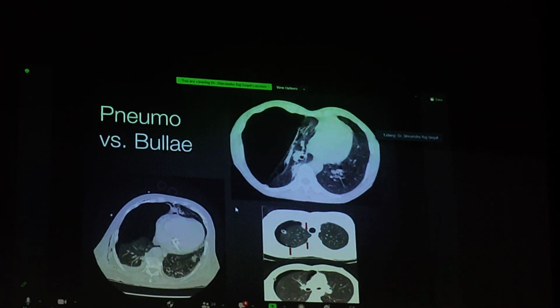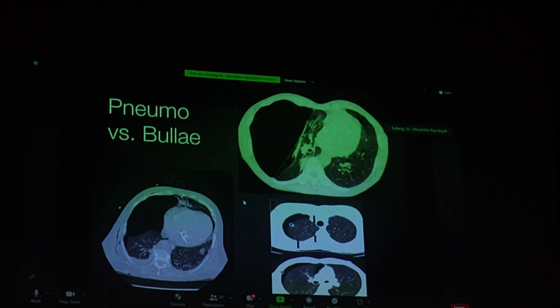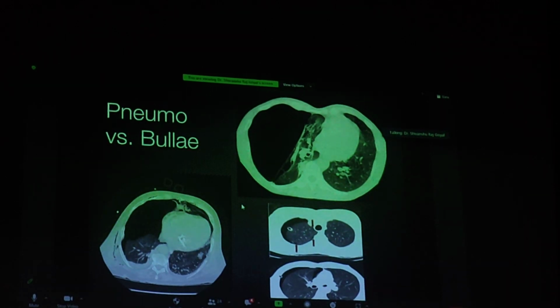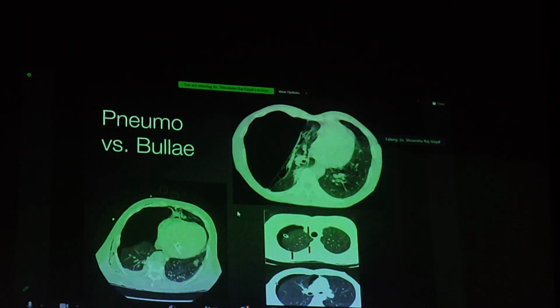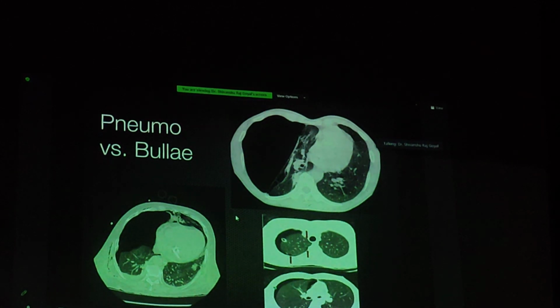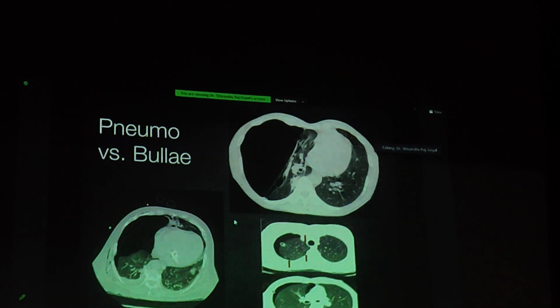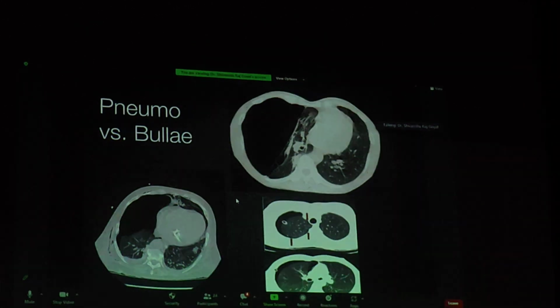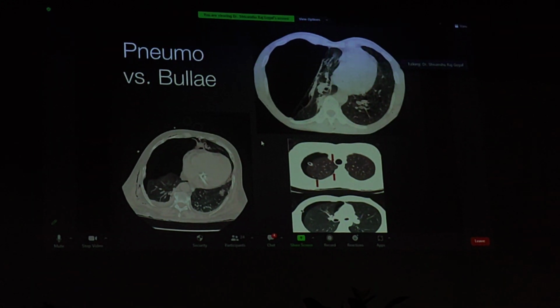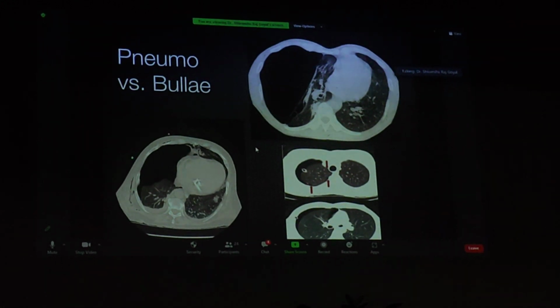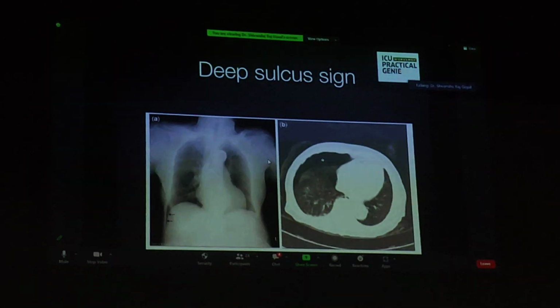So a pneumothorax is the one which is going to collapse the lung towards the hilum, and the lung is usually concave towards the hilum. Whenever it is convex towards the hilum, it is usually a bulla. So identifying a pneumothorax from a bulla is important whenever you have to take a decision.